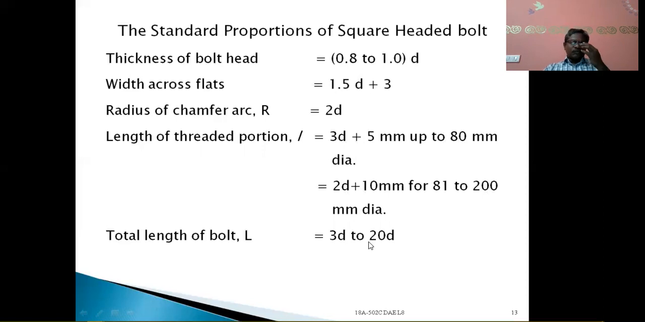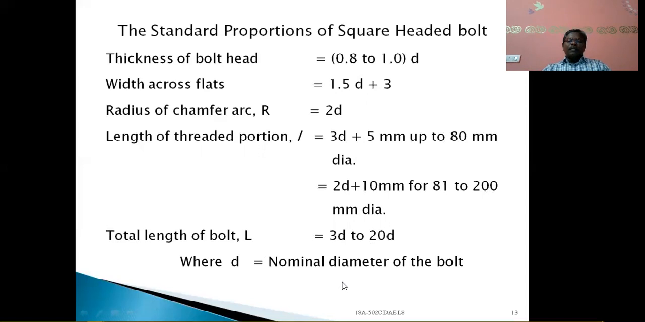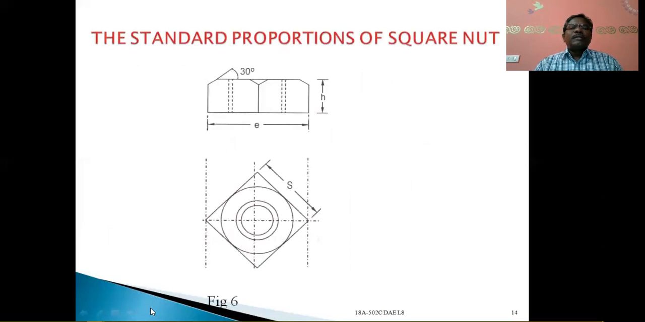In these proportions we must remember, where D is equal to the nominal diameter of the bolts, right? So the standard proportions of square nut. So far we have seen the square-headed bolt. Now let us see the square nut.